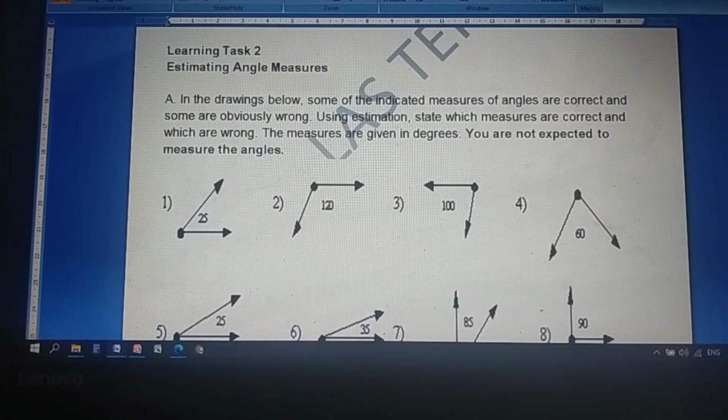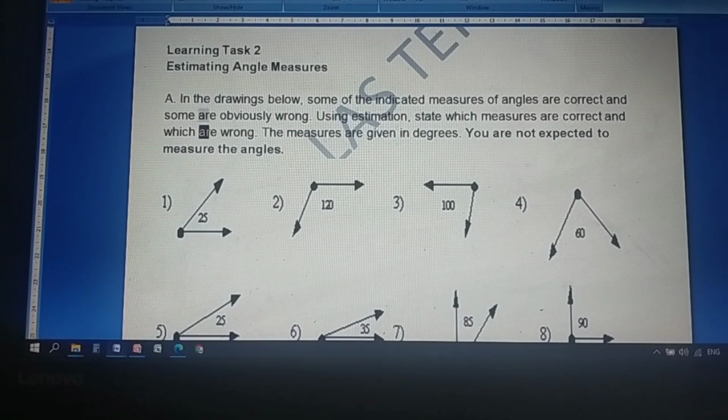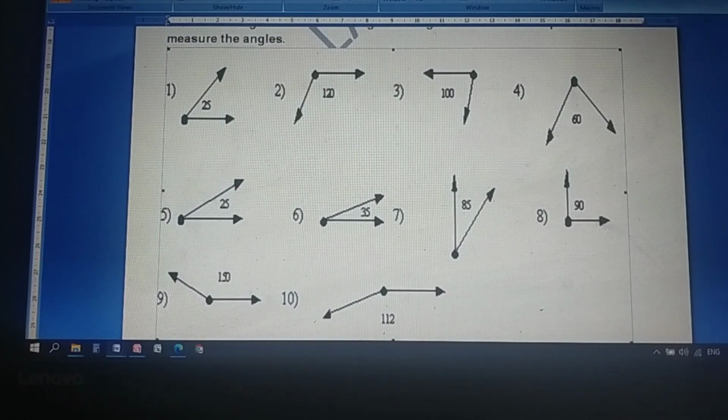Let's proceed to learning task number 2, estimating angle measures. In the drawings below, some of the indicated measures of angles are correct and some are obviously wrong. Using estimation, you're going to state which measures are correct and which are wrong. The measures are given in degrees, so you are not expected to measure the angles. You're just going to estimate. So you can simply write correct if the measure is correct and incorrect if the measure is wrong.